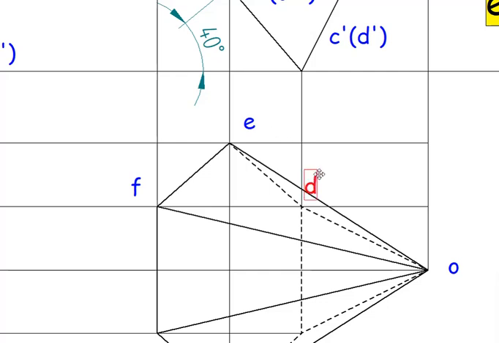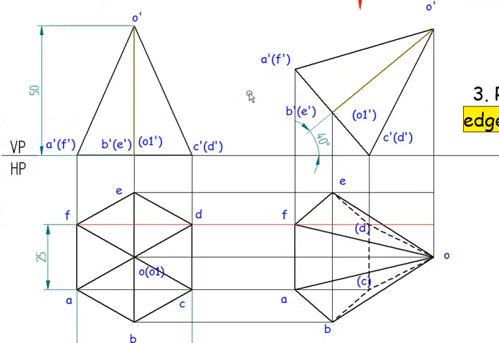Now the line joining D point is not seen, so we are going to keep it inside the bracket. Similarly, the line joining C is not visible, so I'm going to keep it inside the bracket. So at last I'm going to be projecting the axis point, so this is the O point.